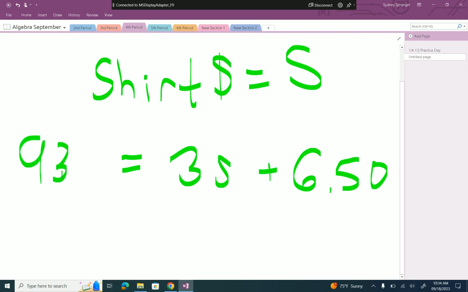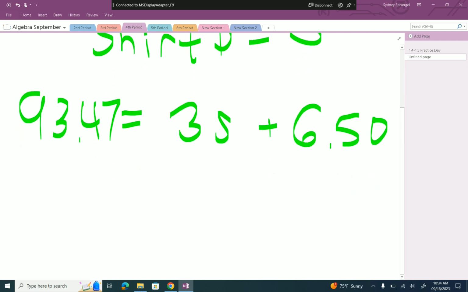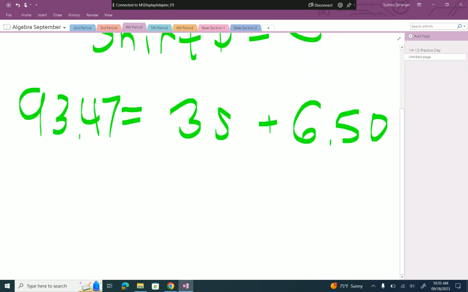Perfect. $93.47. So that was what he spent. And we know it's equal to the sum of his lunch and his shirts. So we want to add those together, and that's going to be our total. But since we don't know what S is, we're going to need to move some stuff around to figure it out. So I've got this 3 and I've got this $6.50.